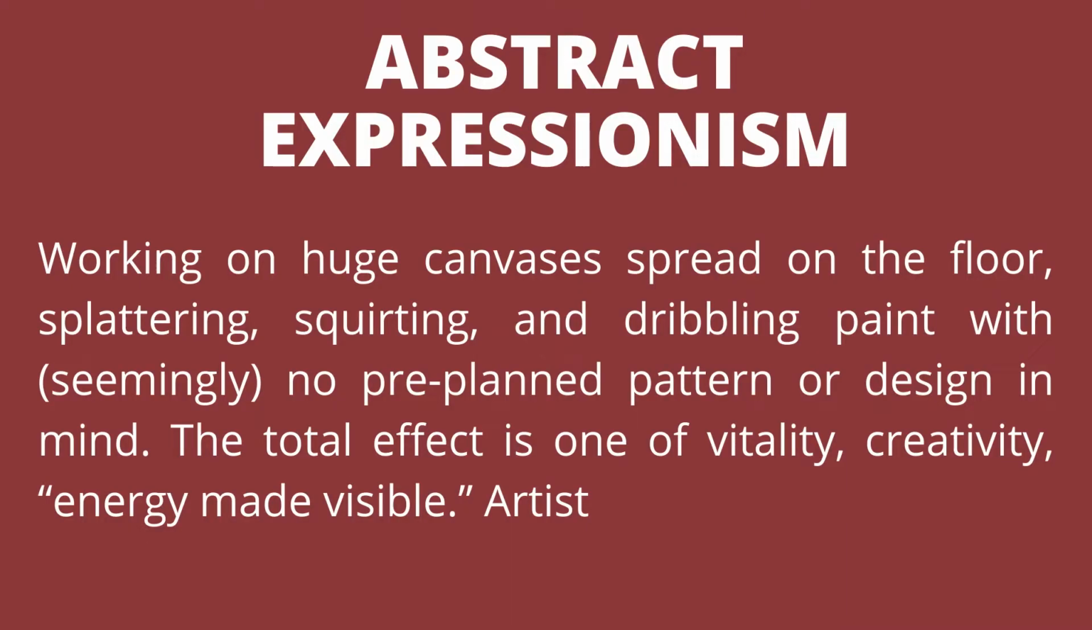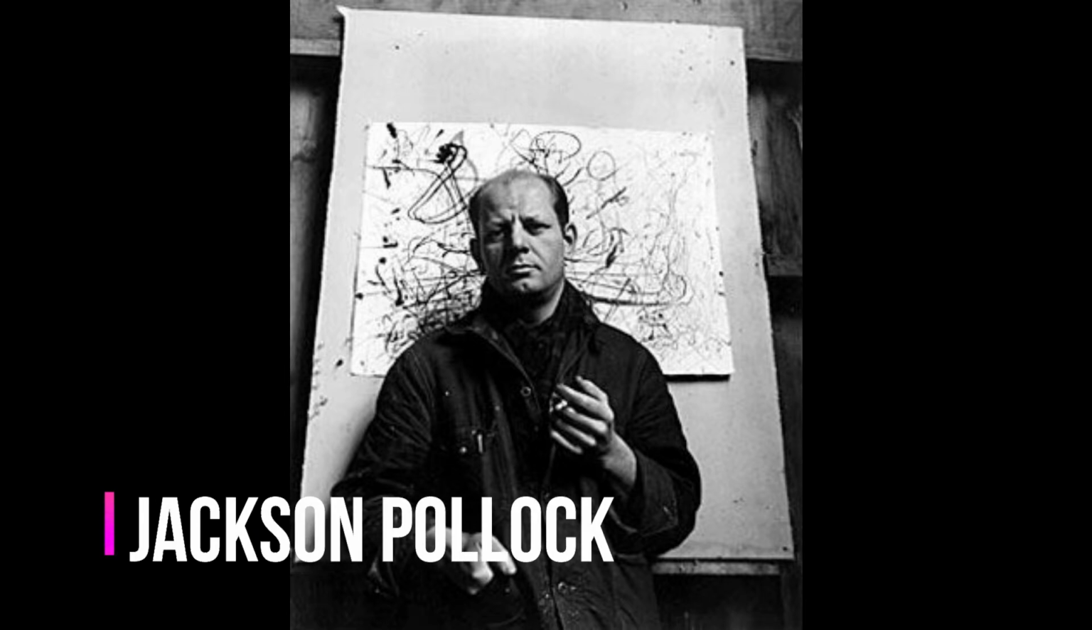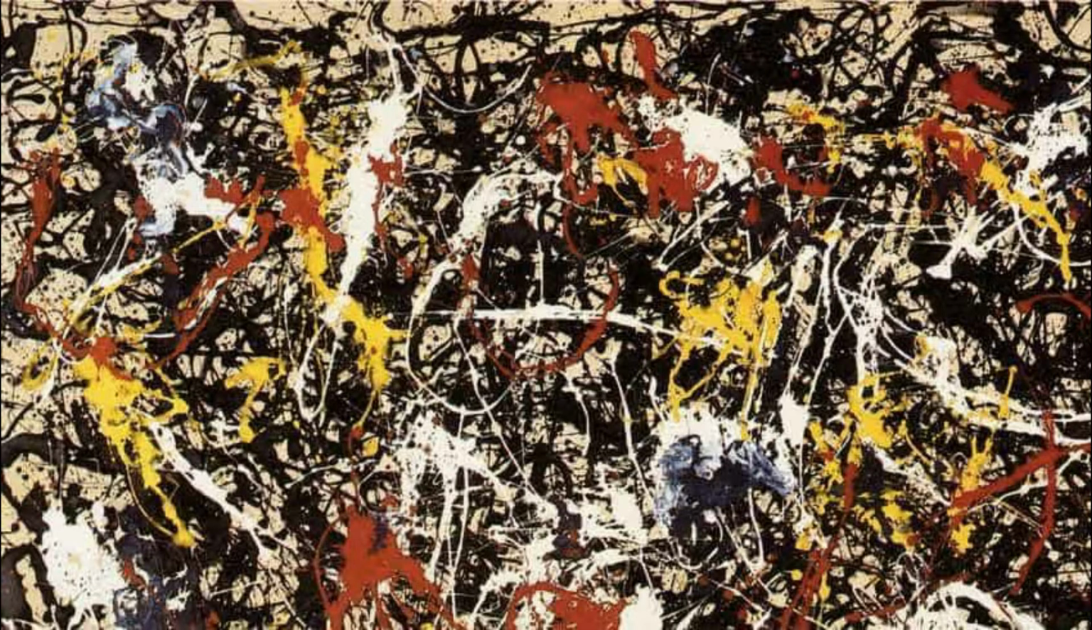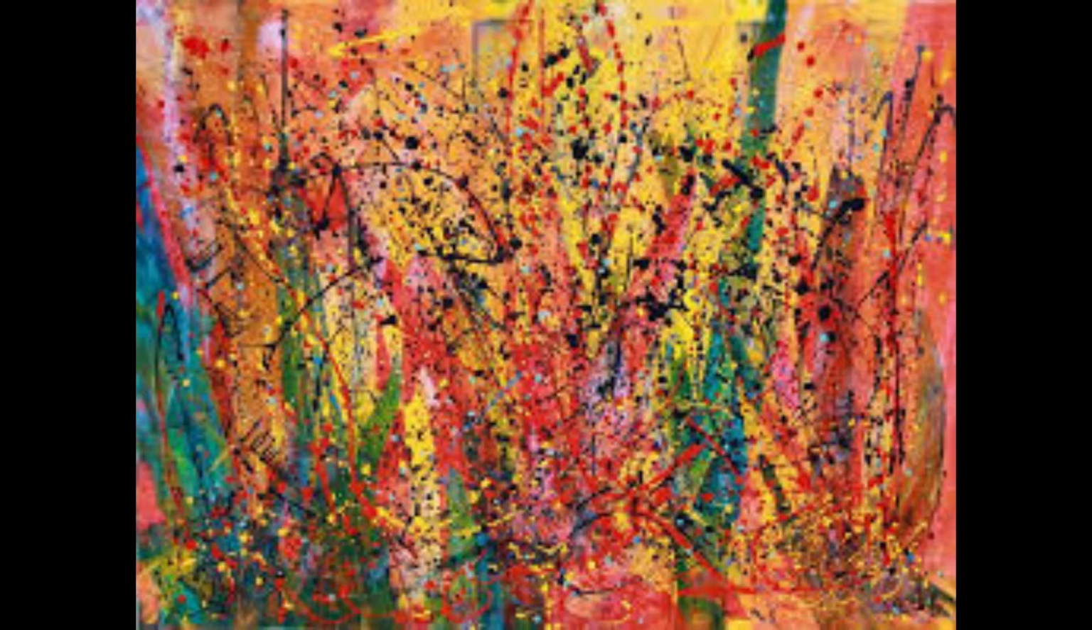Abstract Expressionism. It is working on huge canvas spread on the floor, splattering, squirting, and dribbling paint with no pre-planned pattern or design in mind. The total effect is one of the vitality, creativity, energy made visible artist. Jackson Pollock started this abstract expressionism art. Here are the examples of abstract expressionism art.